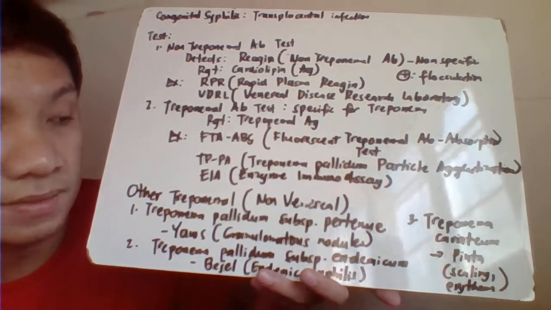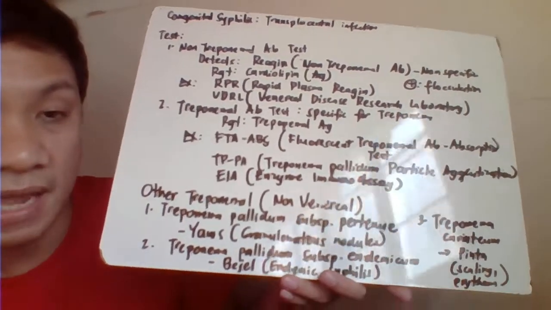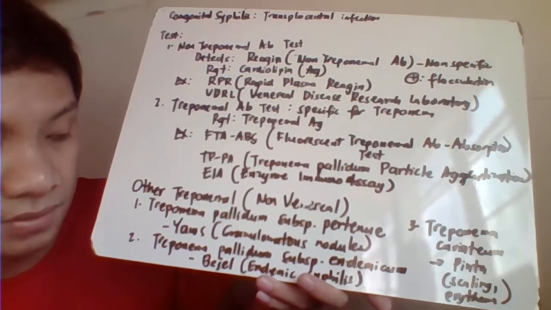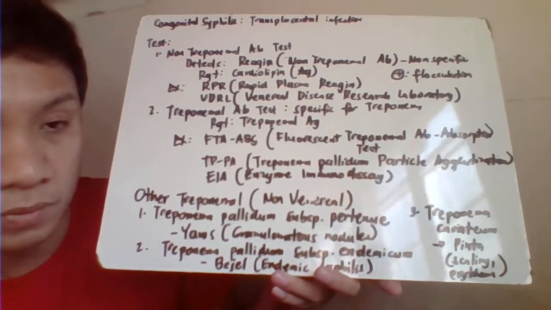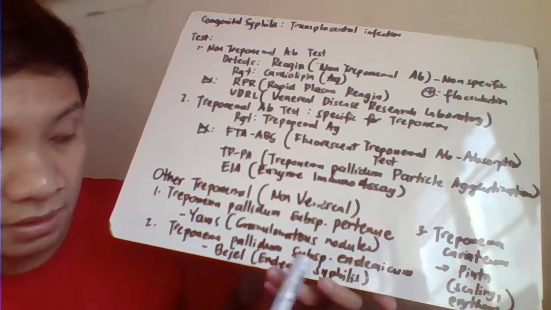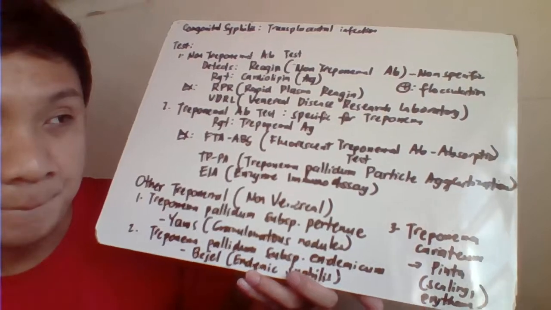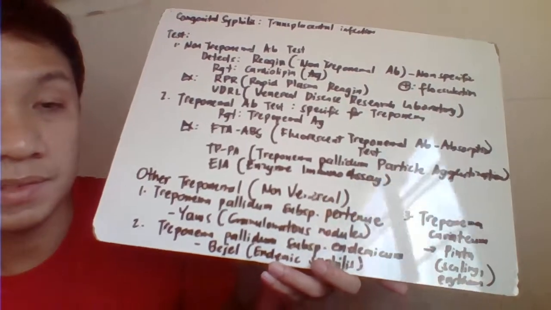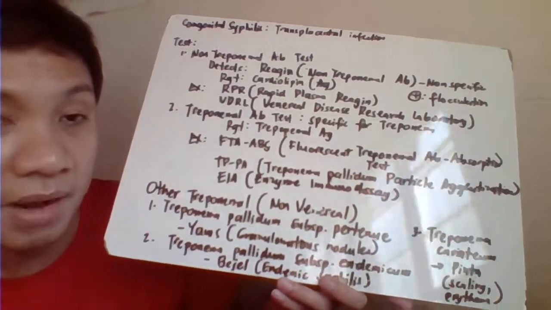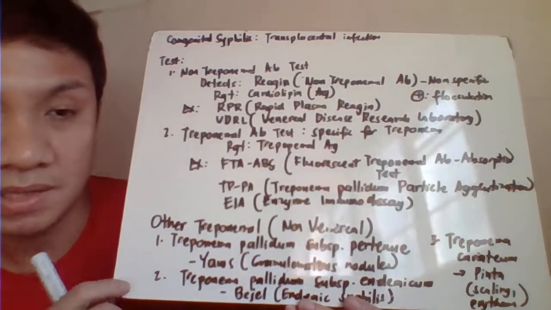We have here also Treponema that are non-venereal, or not sexually transmitted. The first one, subspecies pertenue, is the cause of yaws, which produces granulomatous nodules. We have also bejel, subspecies endemicum, so that's your bejel or endemic syphilis. And the subspecies carateum, which causes pinta, having a skin lesion manifestation with erythema, redness, or even scaling of the skin. So this is all with our spirochetes. Thank you.